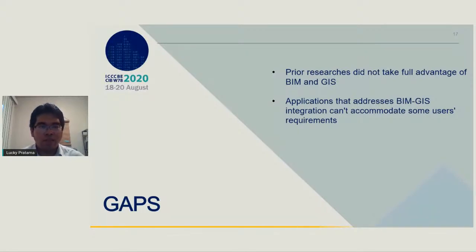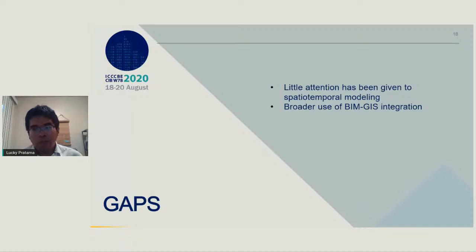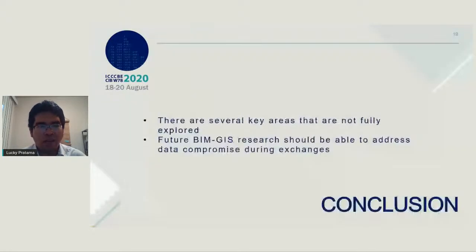We found that a lot of research did not take full advantage of BIM and GIS. They mostly revolve around bridging the 3D models. And there might be some increased requirements from the users because they might not just need the 3D models. They might need the schedule or cost data. And also there's little attention being given to spatiotemporal modeling, which is pretty common in other areas outside of AEC, but we have not yet seen a lot of studies about that in this area.